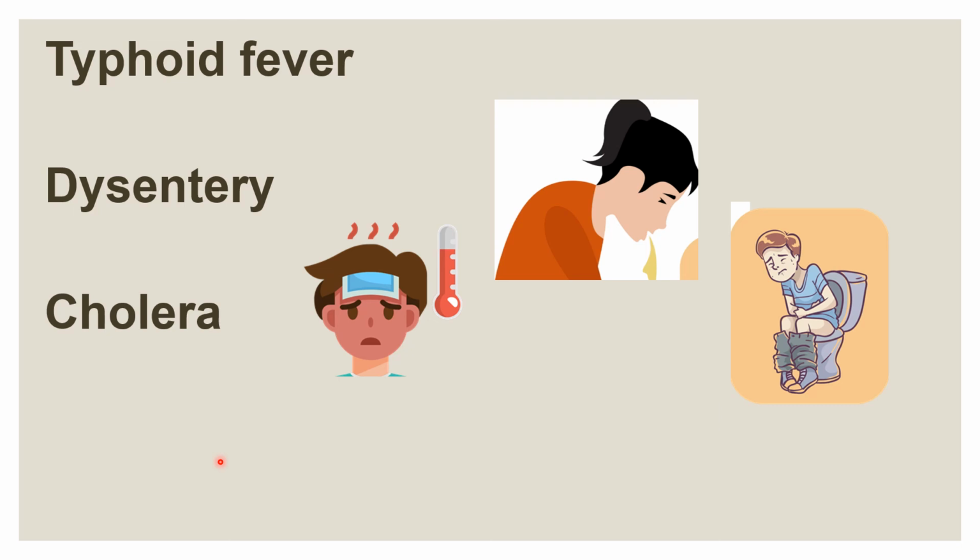Now we have typhoid fever, dysentery, cholera. We consider these as what we call waterborne diseases. That means they are transmitted to us through ingestion of contaminated food or water, no, with feces or urine of infected individuals. That's why they are called waterborne diseases.